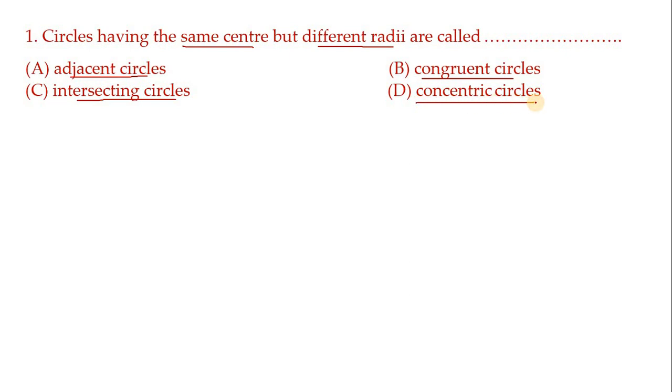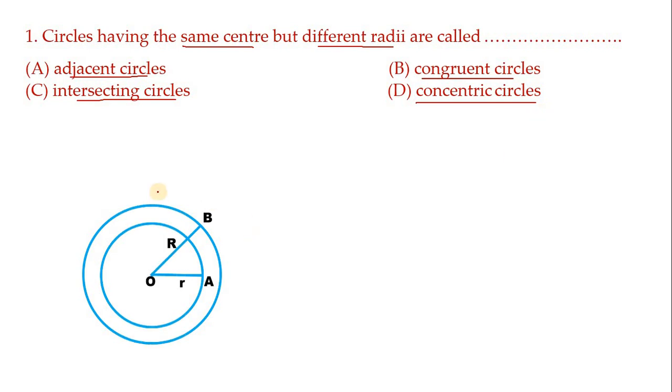Children, to make you understand this, let me take a figure here. Look at this figure. Here there are 2 circles. For both the circles, O is the center, but their radii are different. Look at the length of OB. Its length will be greater than the length of OA. Hence, these kinds of circles are called concentric circles. They must have the same center and different radii.